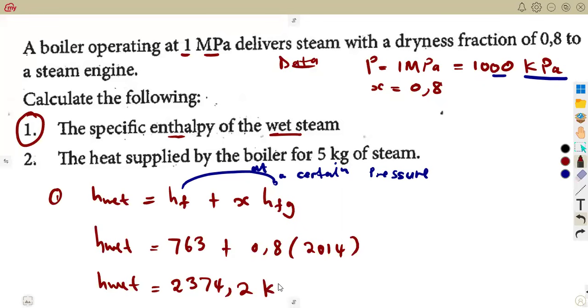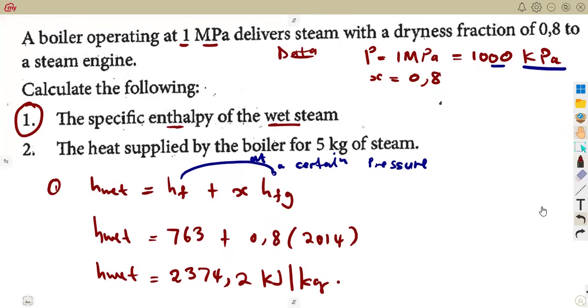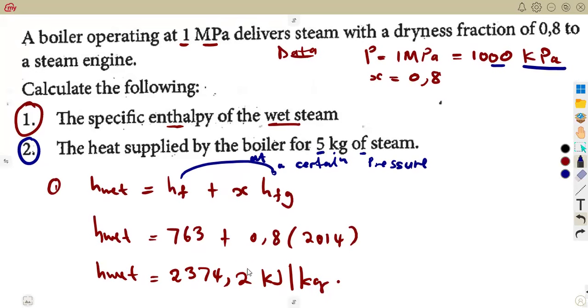So that was going to give us 2,374.2 kilojoules per what? Per kilogram. The units there are also important. Per kilogram. The number two, the heat supplied by the boiler for 5 kilograms of steam. Remember, this is enthalpy, guys. We are talking about heat. This is kilojoules, this is heat, guys. We're talking of heat, but it's heat per kilogram. 1 kilogram. This is the heat that we need.